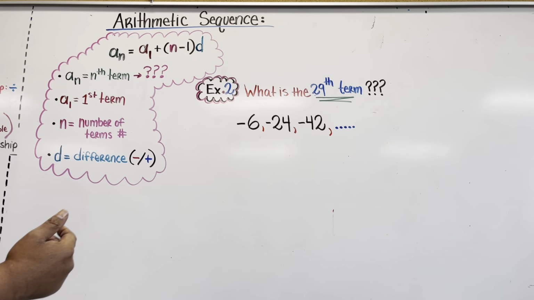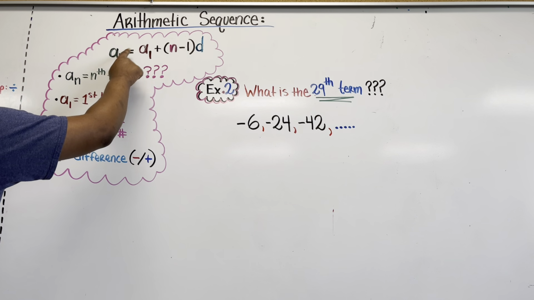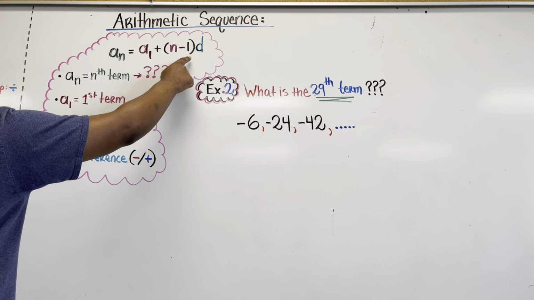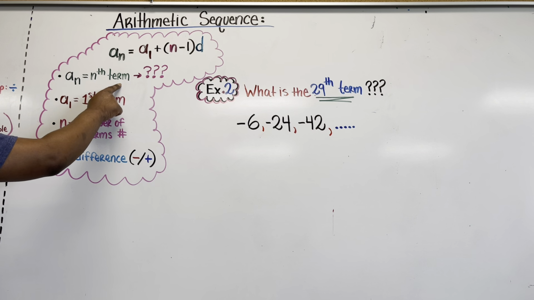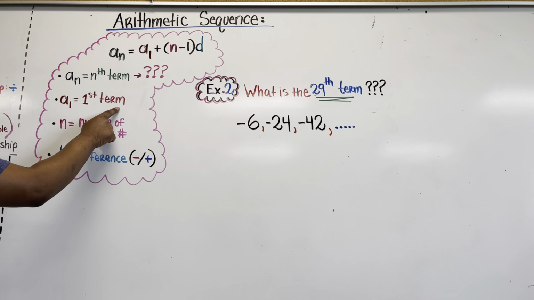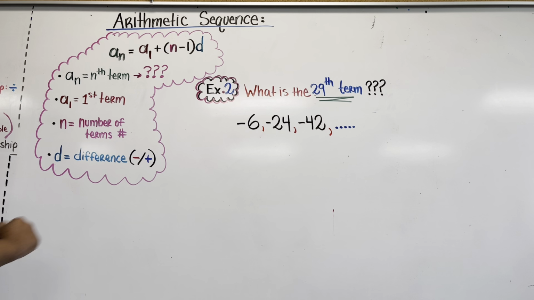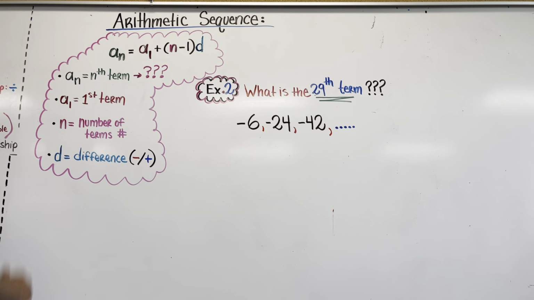In doing so, we're going to utilize the arithmetic sequence formula, which is AN equals A1 plus parentheses N minus 1, parentheses closed, times D. Once again, AN represents the nth term, or whatever term we're trying to solve for. A1 represents the first term, N represents the number of terms, and D represents the constant difference between each term. Before we actually utilize the formula, we're going to find out the values of each part of the formula.